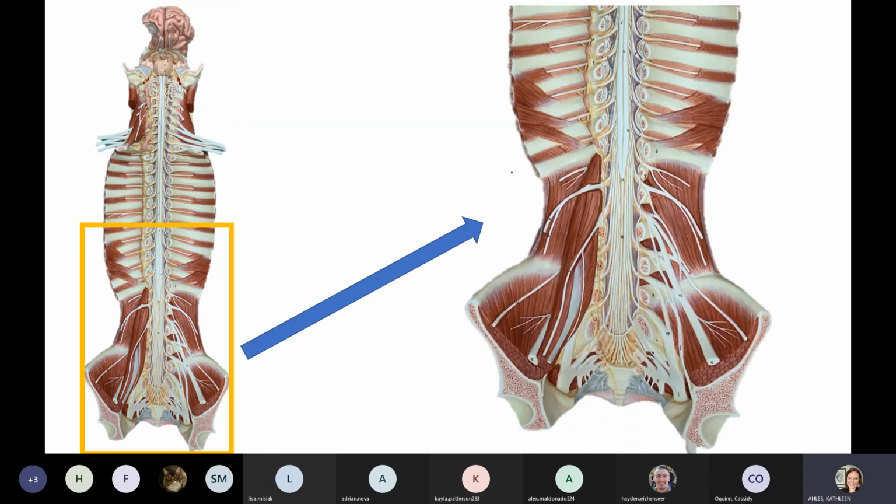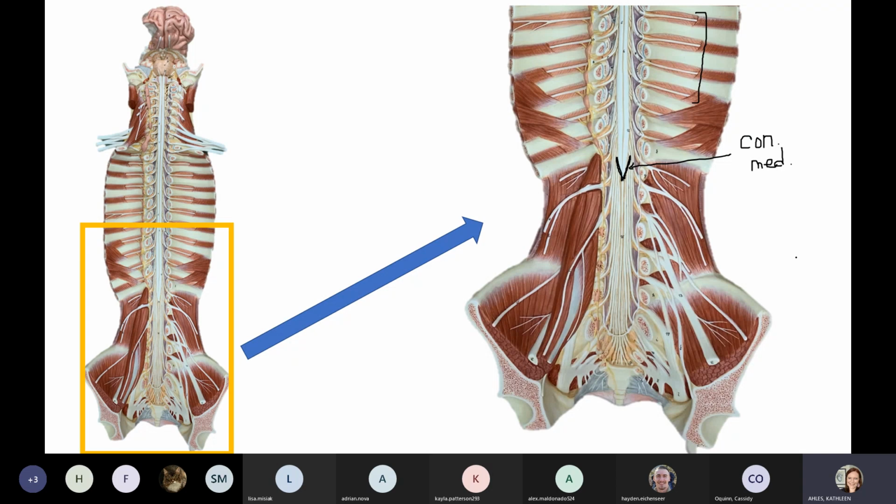So let's go down. We stopped with our thoracic nerves that we see here. At the very end of the spinal cord is that thing we talked about before. Here's my cone-shaped end. That's the thing called the Conus Medullaris.